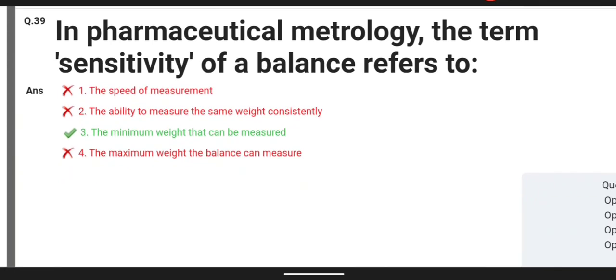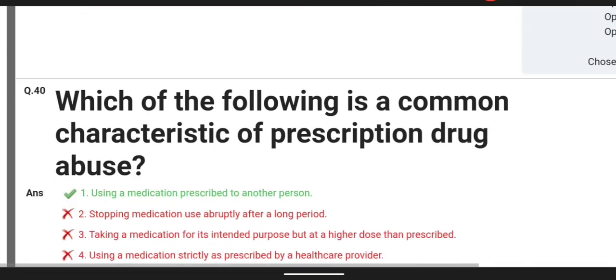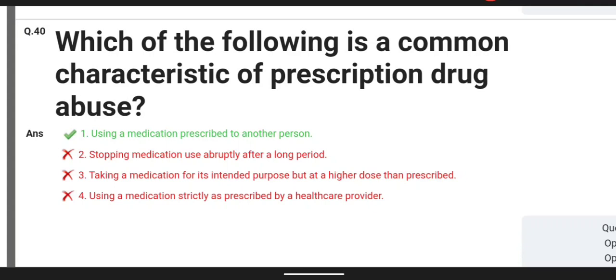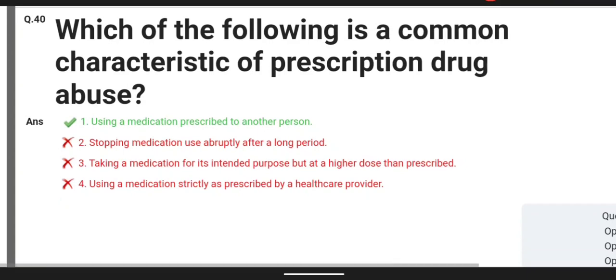39. In pharmaceutical metrology, the term sensitivity of balance refers to. Answer: the minimum weight that can be measured. Next, which of the following is a common characteristic of prescription drug abuse? Answer: using a medication prescribed to another person.